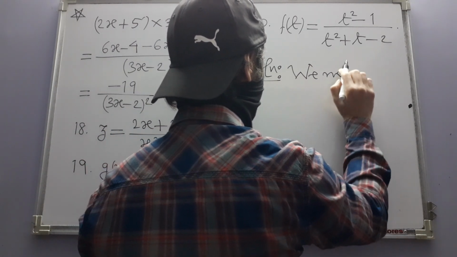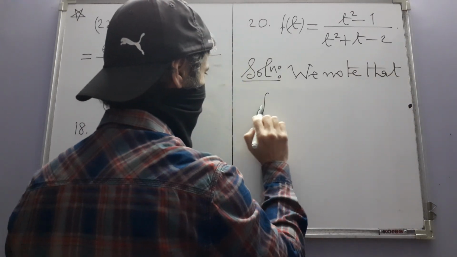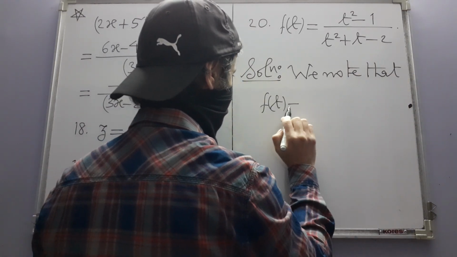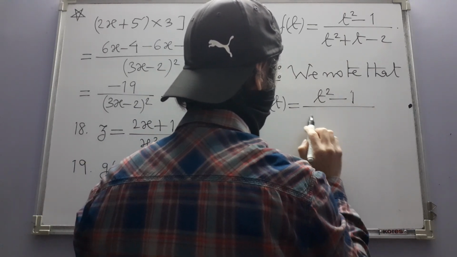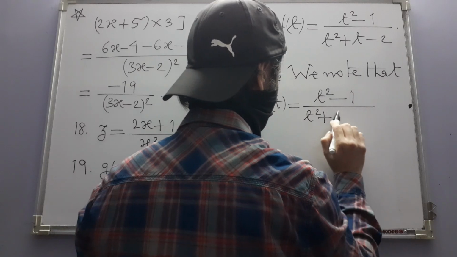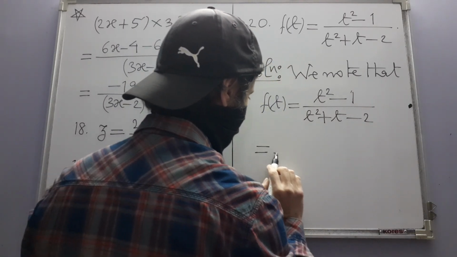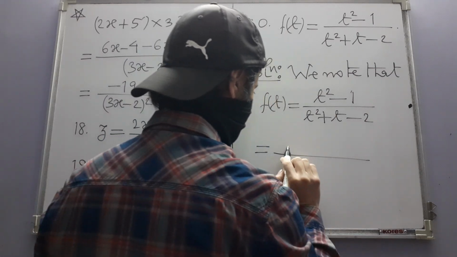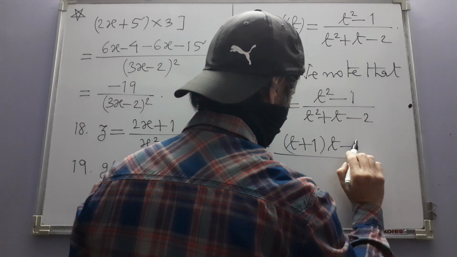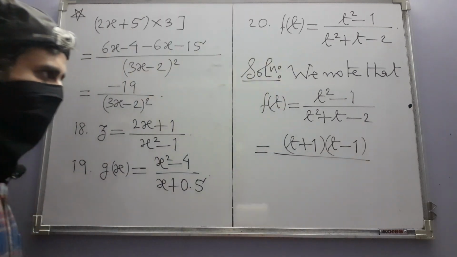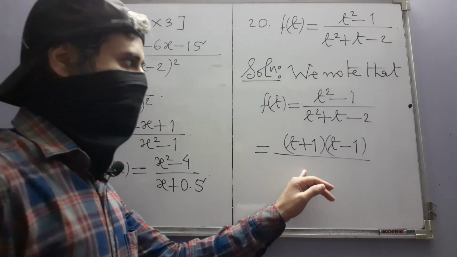We note that f of t is t square minus 1 divided by t square plus t minus 2. The numerator, of course, it's very easy to factorize. It's already in the form, so it's t plus 1 times t minus 1. The denominator, it may take some time to see what a possible factor can be.